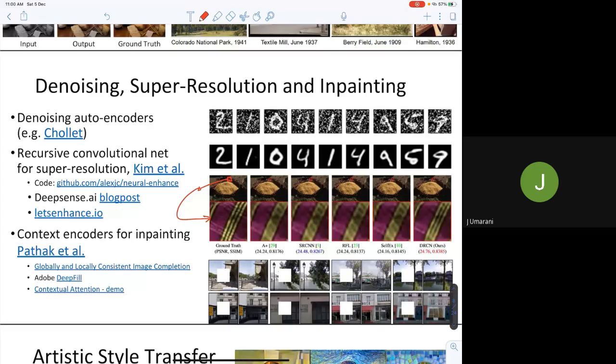Image inpainting is the problem in which I have an image like this, in which a certain part is hidden, and I can regenerate that part for you. This part is hidden, how can I generate that part for you? That is inpainting.